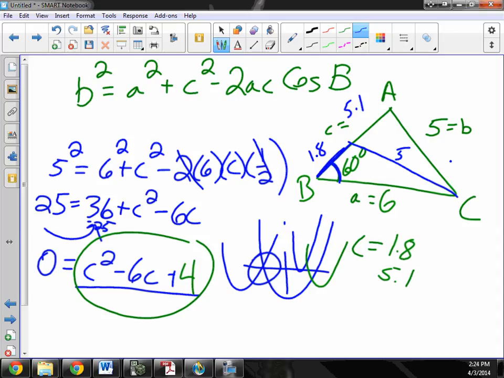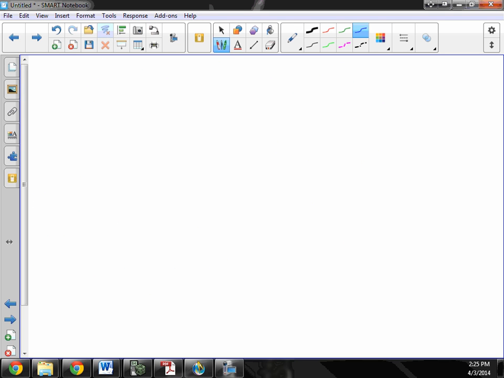So the 1.8 is off of B instead of off of A. And then you can use the law of sines or the law of cosines to find the other two angles. Well, one angle. Once you know the one angle, then you can find the other one. Does that make sense? All right. This worksheet is kind of tough, but it'll be good for you.